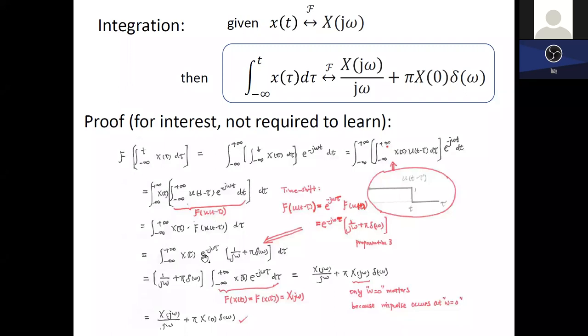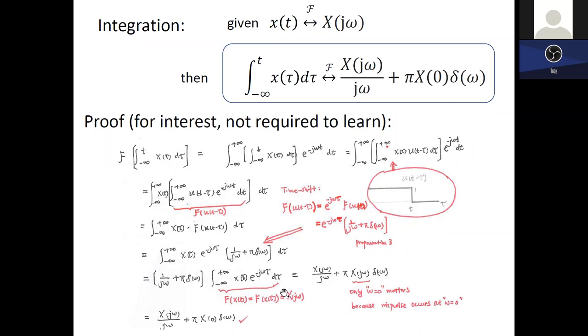written in red. Exponential minus j omega tau, this function of omega, d tau. And we can put this function of omega outside of this outer integration because it has nothing to do with the integration variable tau. Then what is left inside the integration is again a Fourier transform. So x of tau exponential minus j omega tau d tau is just the Fourier transform of x of t, or the Fourier transform of x of tau. They are equal because after the Fourier transform, it is only a function of omega, right? Capital X of j omega.